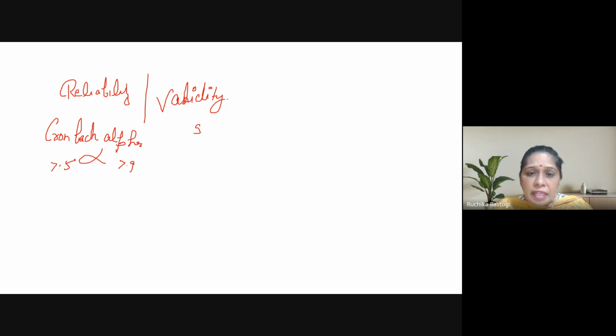For example, there is a construct satisfaction which is having 3 questions. Question number 1, question number 2, and question number 3. Now I ask these questions to 5 respondents. There are 5 respondents who are supposed to give me the answer, and I am measuring the satisfaction on a Likert scale between 1 to 5.